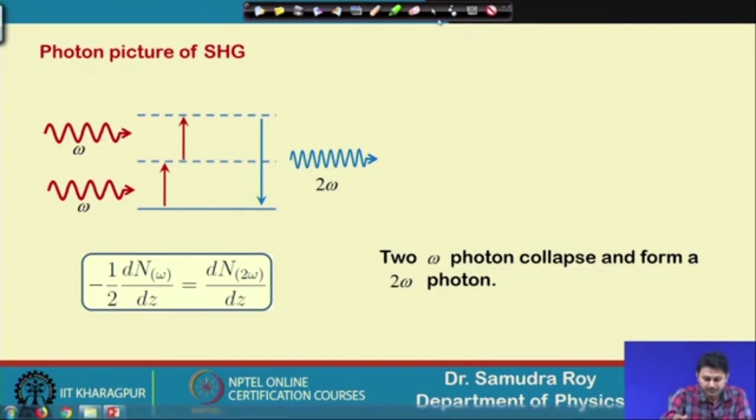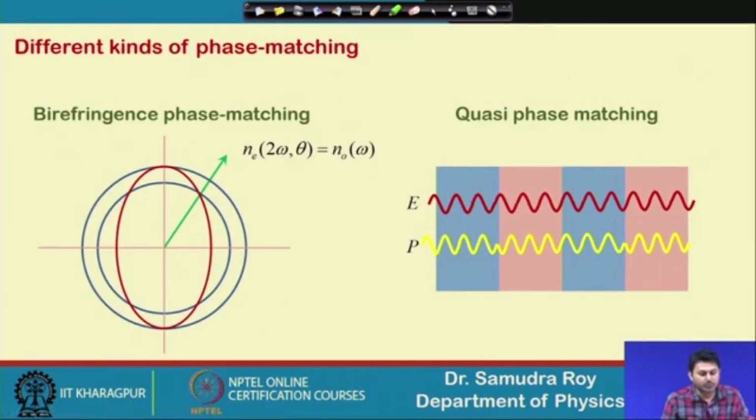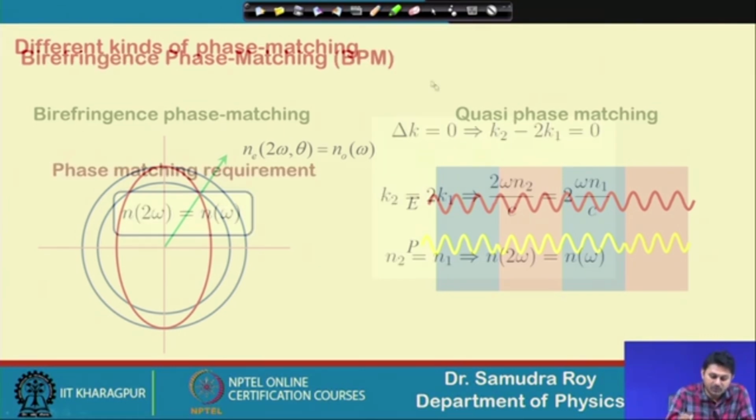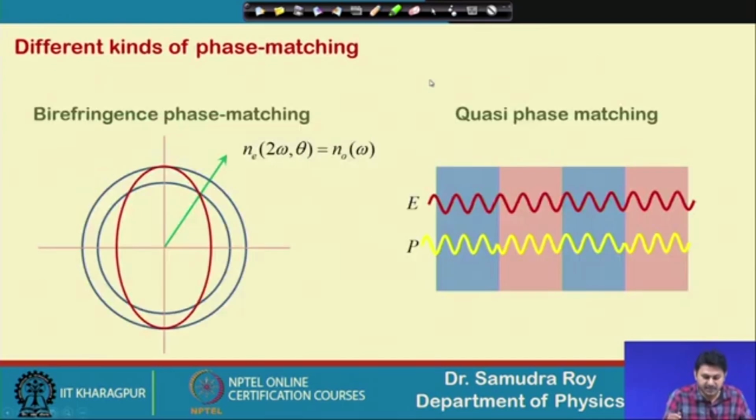Okay. After having this expression, now we will go to a very important concept, especially in second harmonic generation, and that is phase matching. So far we mentioned that delta k equal to 0 is our phase matching condition.